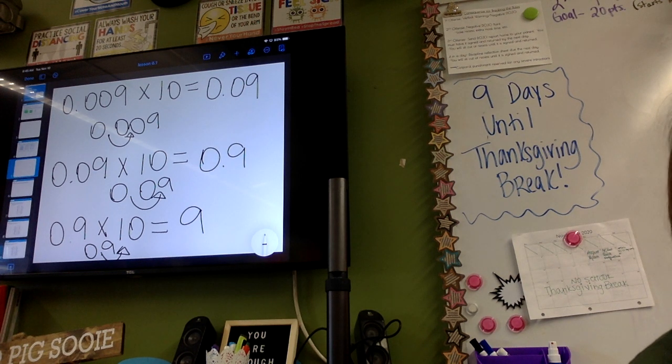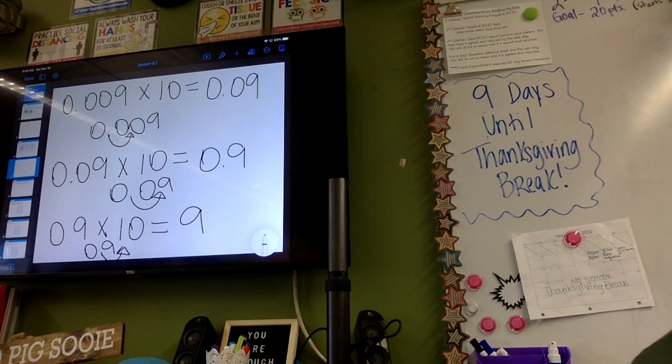Okay, so we go from 9 thousandths to 9 hundredths to 9 tenths to 9. If I were to multiply that times 10 again, what would I get? 9 times 10? 90. Don't think too much into this. If it's a whole number, multiply it like normal.